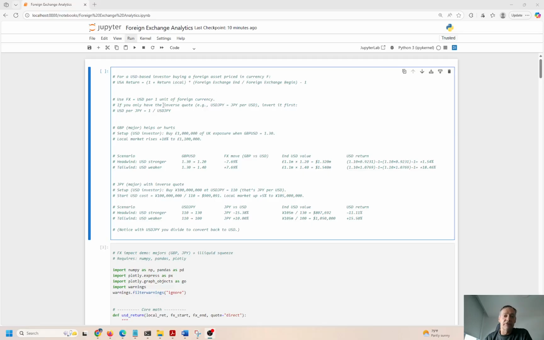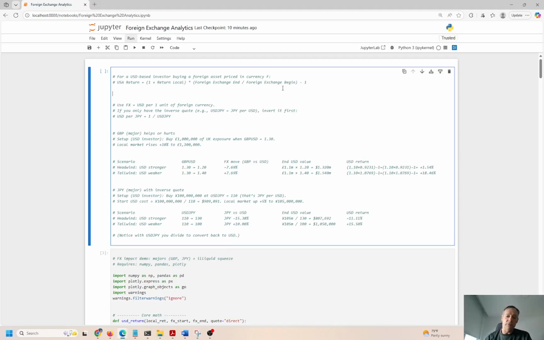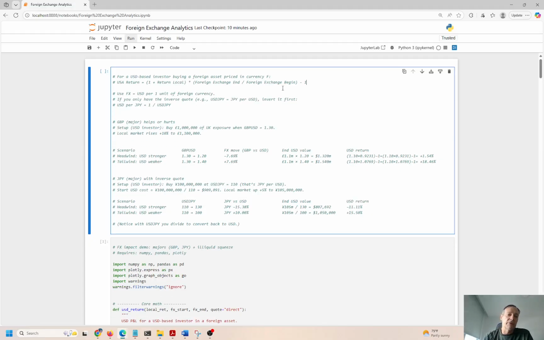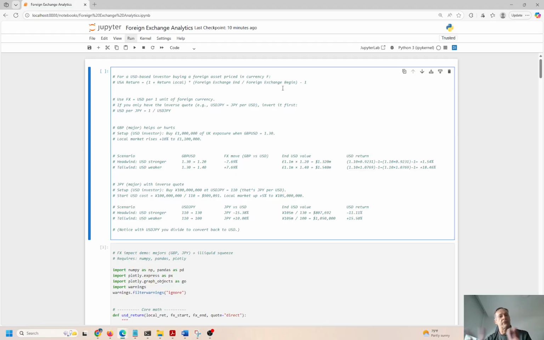Basically, for a US-based investor buying a foreign currency, anything out of the United States, the return will be 1 plus the local return, times the FX end rate divided by the FX beginning rate, subtract 1. A very simple way to look at this: if you trade Japanese yen and you sell it at 110 and you buy it at 100, you subtract 1 just to get this into a ratio, but it's always ending divided by beginning. For any kind of investment return, that's how it's calculated.